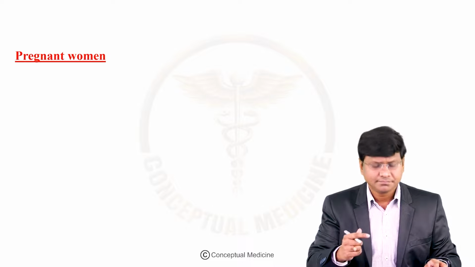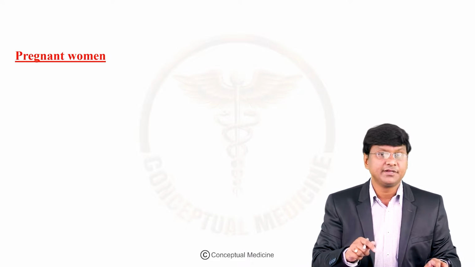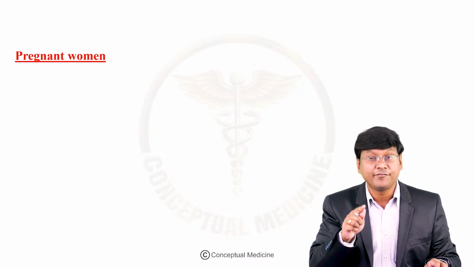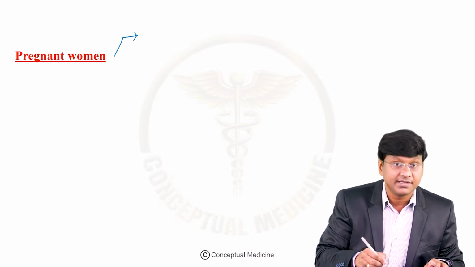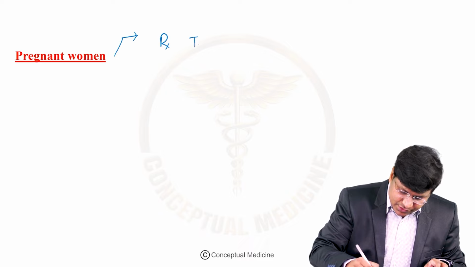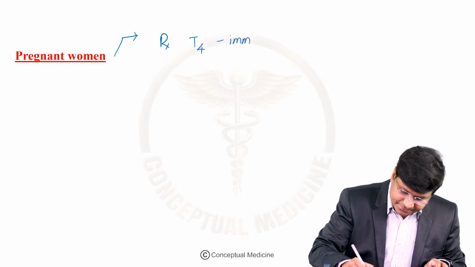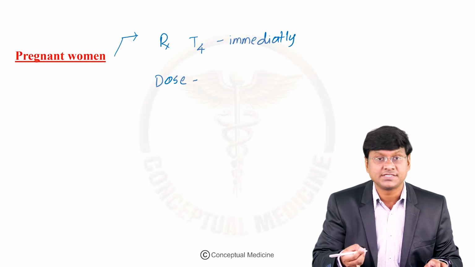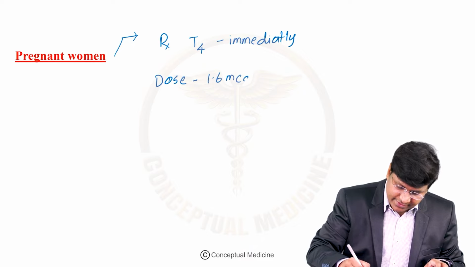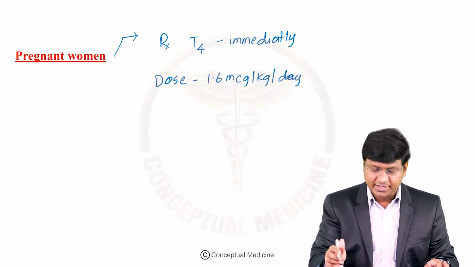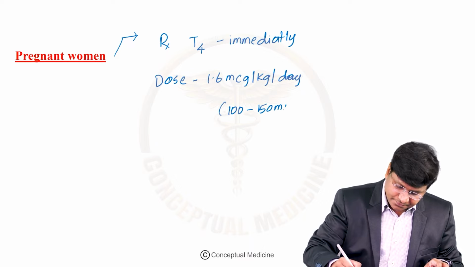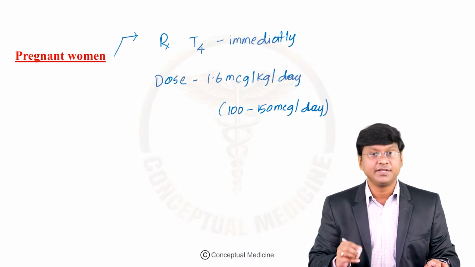Whereas what should be the dose of levothyroxine in a pregnant woman? Pregnant women with overt hypothyroidism or myxedema should be treated immediately with levothyroxine at full replacement. Once you diagnose that a pregnant woman is hypothyroid, treatment with levothyroxine should be started immediately. And the dose you give is the full dose, which is 1.6 micrograms per kg per day. Apart from that, about 100 to 150 micrograms per day can be given in a pregnant female with hypothyroidism.